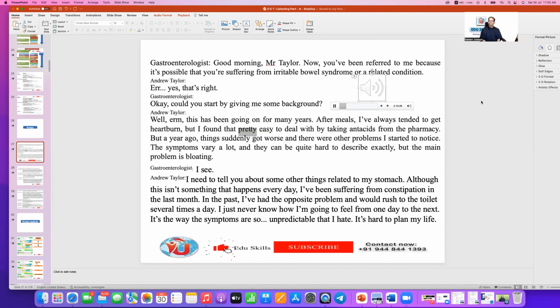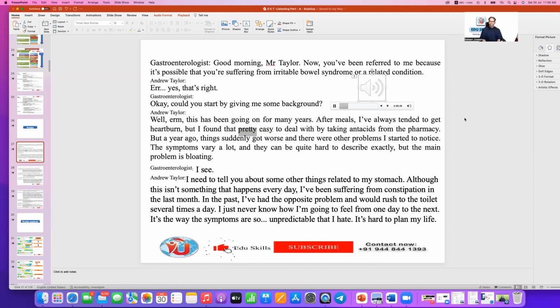After meals, I've always tended to get heartburn, but I found that pretty easy to deal with by taking antacids from the pharmacy. But a year ago, things suddenly got worse, and there were other problems I started to notice. The symptoms vary a lot, and they can be quite hard to describe exactly, but the main problem is bloating. I see. I need to tell you about some other things related to my stomach. Although this isn't something that happens every day, I've been suffering from constipation in the last month. In the past, I've had the opposite problem and would rush to the toilet several times a day.